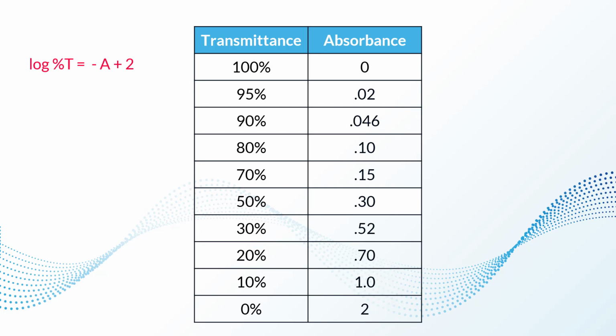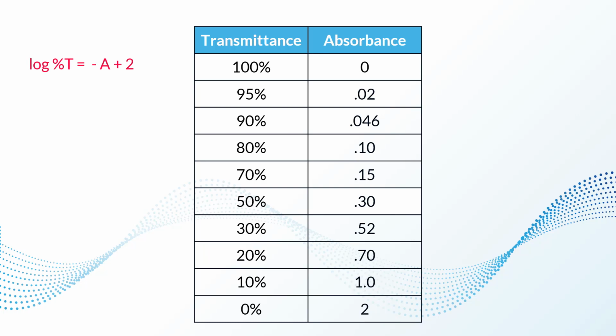If there is 100% transmittance, absorbance would be 0. If 95% of light is transmitted, very little light is absorbed, that's only 0.02. Similarly, 90% gives only 0.046. Now the amount of transmitted light is decreasing, which means absorbed light is increasing, so you must have an increased value of absorbance. For 95% it is 0.02, for 80% it is 0.1, for 50% it is 0.3, for 20% it is 0.7, for 10% it is 1, and for 0% it is 2.